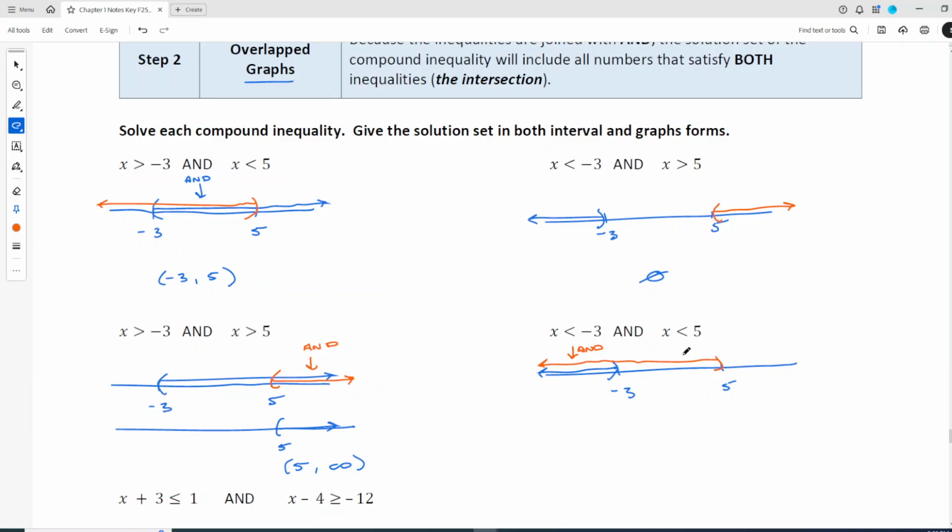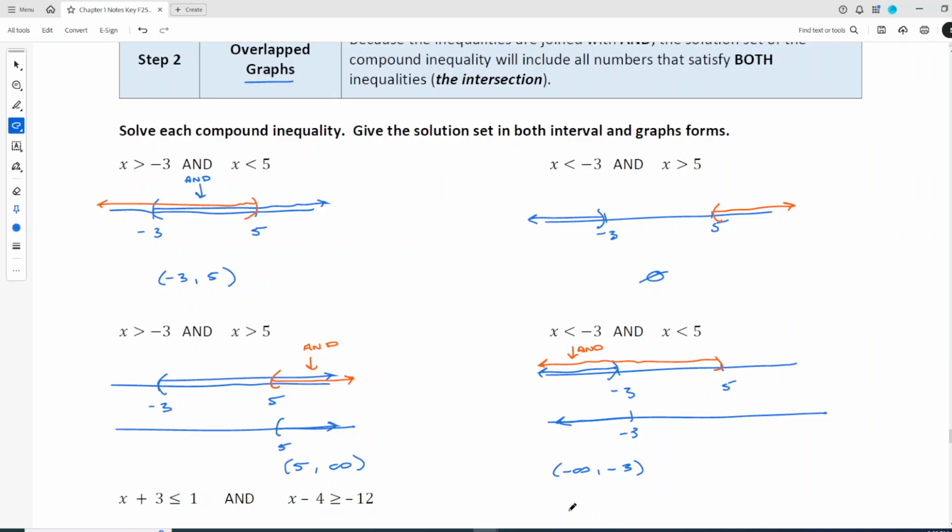Whereas a value like 0 would be less than 5 but not less than -3. A value like 6 wouldn't satisfy either. So for this one, the overall graph will just be from -3 down to -infinity. So in interval notation, it would be -3 down to -infinity.